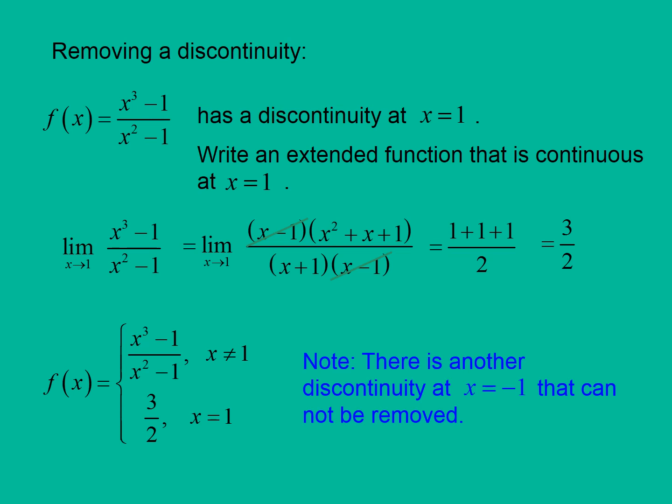Now note, there is another discontinuity at x equals -1 that cannot be removed. But do you notice here that if we used direct substitution, we would not get 0 over 0. We would get -2 over 0. That's not the indeterminate form. Therefore, there's not a removable discontinuity at that point. Since we're getting -2 divided by 0, it appears that there's going to be a vertical asymptote at x equals -1. And we're going to take a look at the graph.